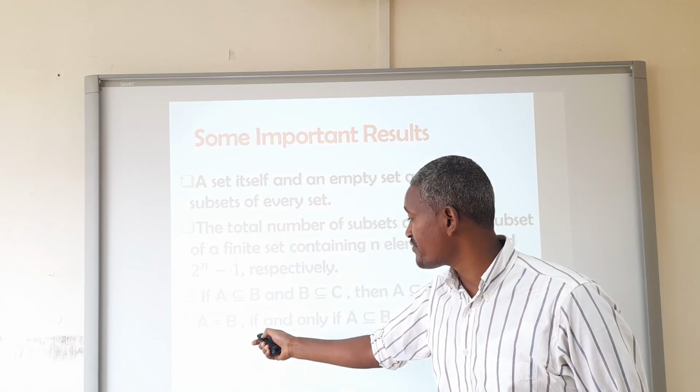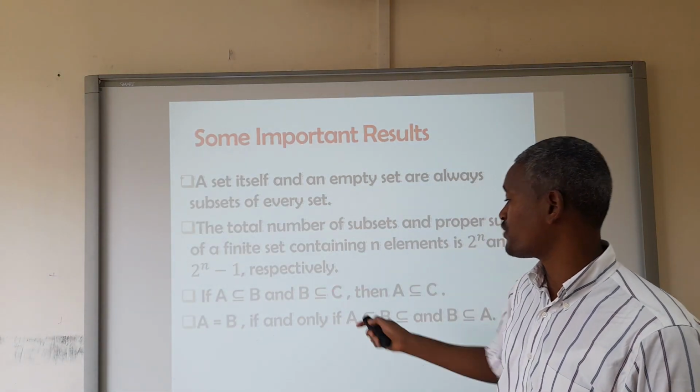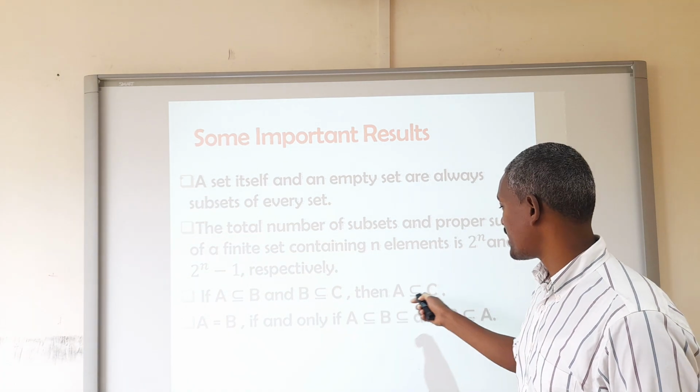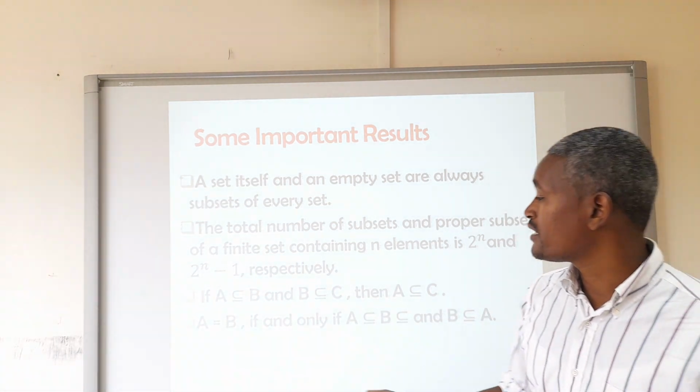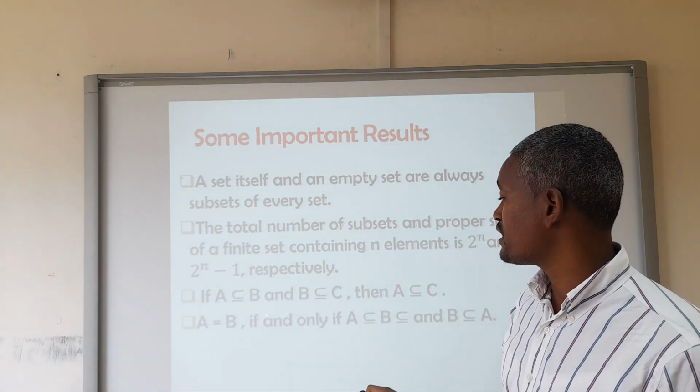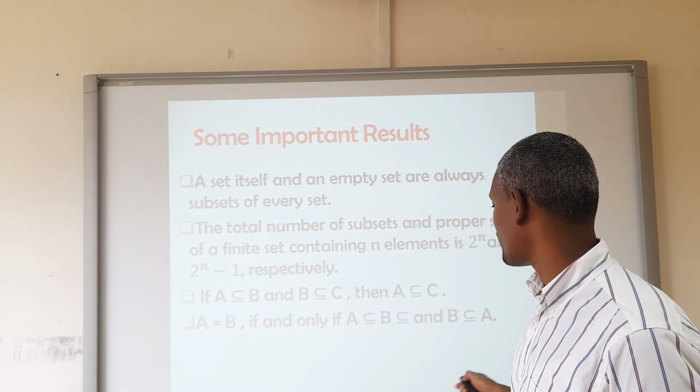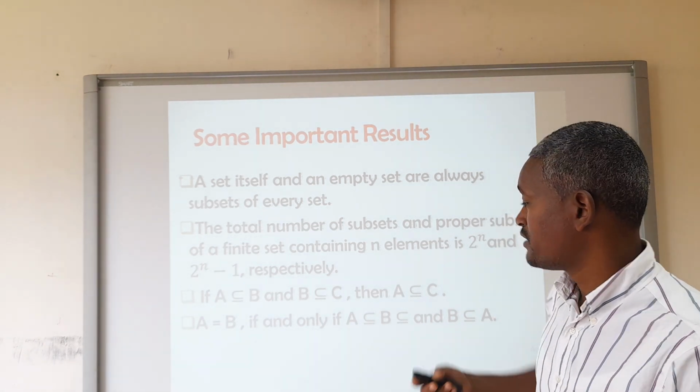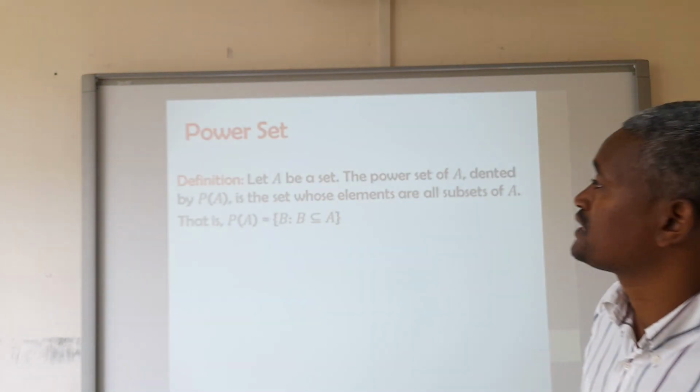The other result is, if A is a subset of B and B is a subset of C, then we can clearly say that A is a subset of C. And the third one is, A is equal to B if and only if A is a subset of B and B is a subset of A.